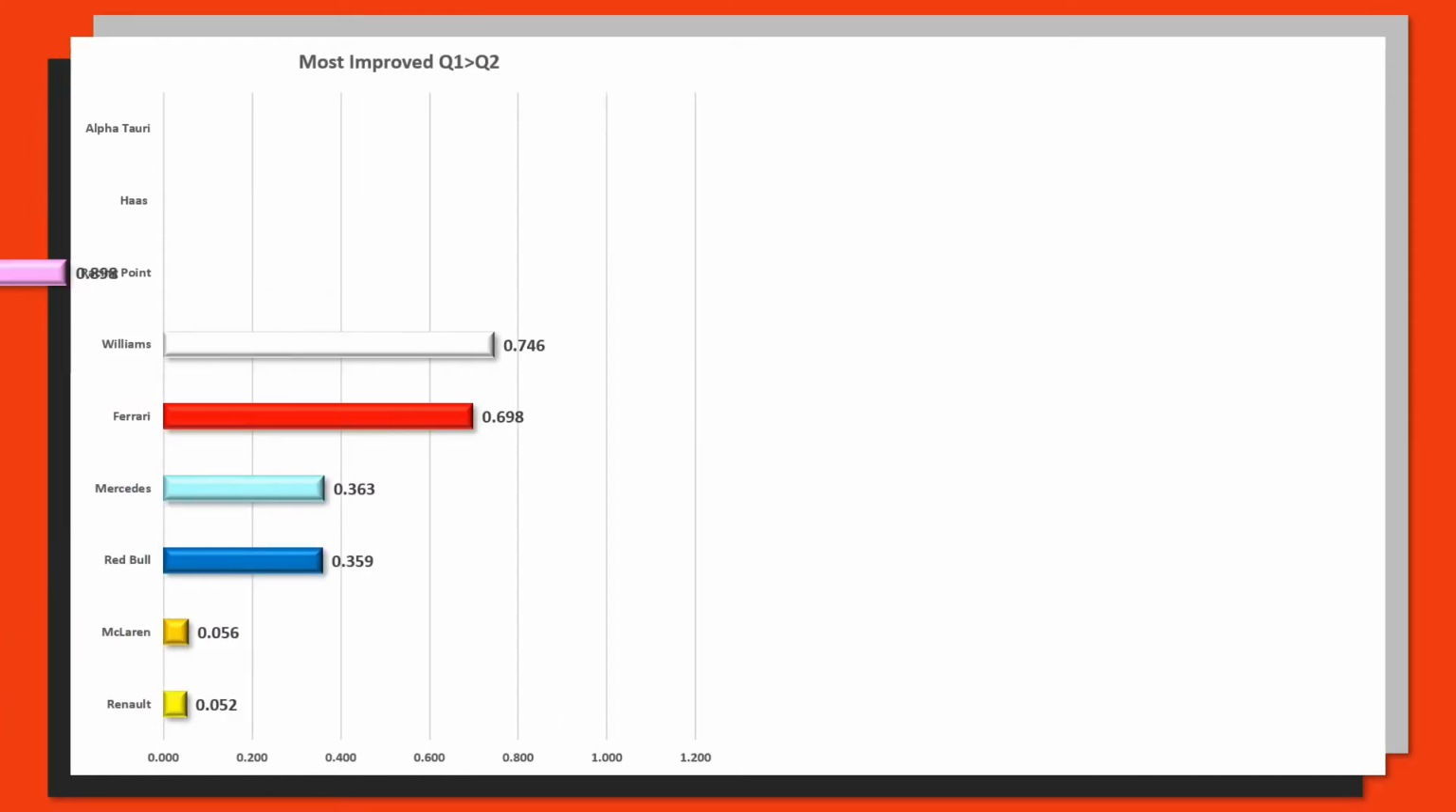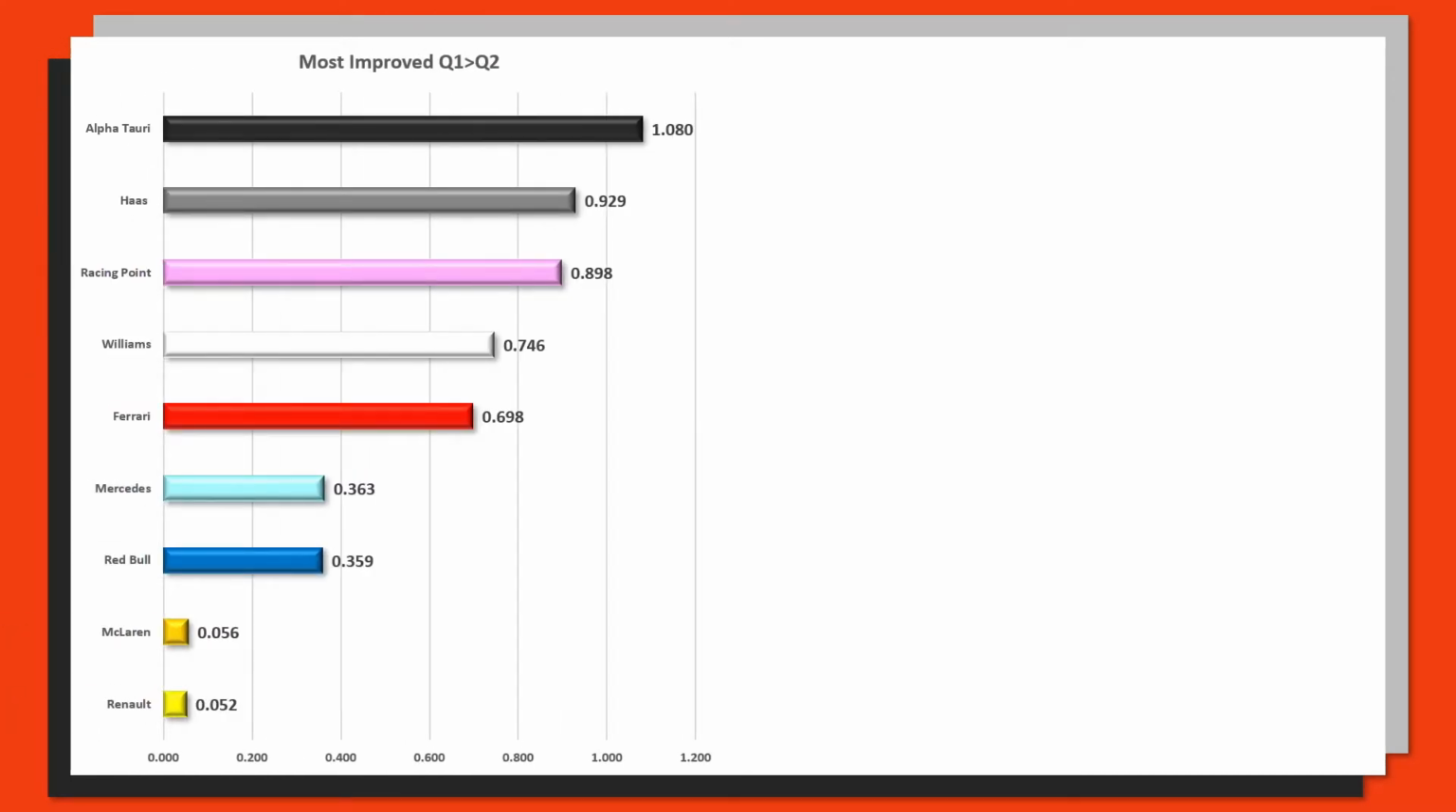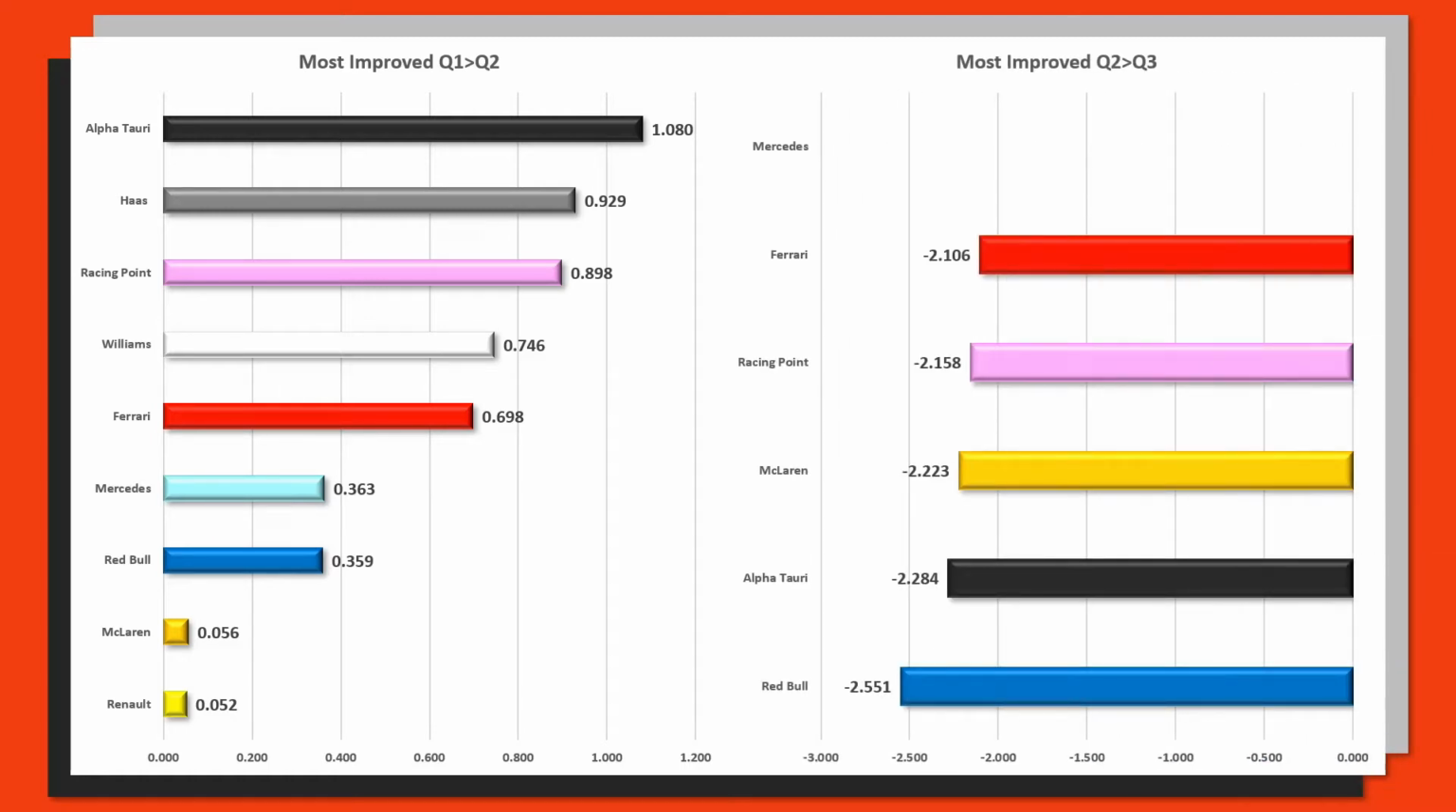So the most improved from Q1 to Q2, Renault and McLaren made just half a tenth gain from Q1 to Q2, with AlphaTauri being the only team to gain 1 second. However, going from Q2 to Q3, everybody lost time. Red Bull lost 2.5 seconds, then AlphaTauri and McLaren both lost 2.2, Racing Point 2.1 along with Ferrari, and Mercedes lost the least in 1.4 seconds.